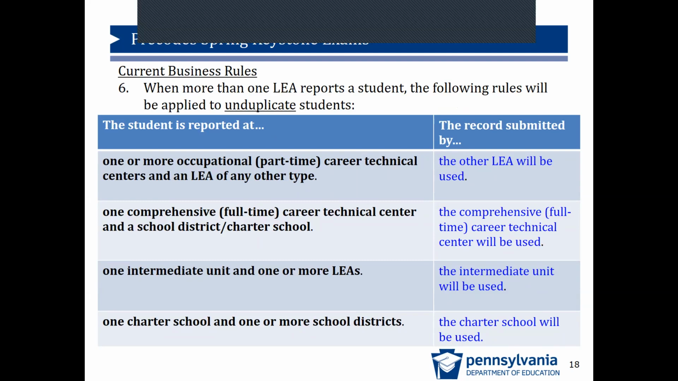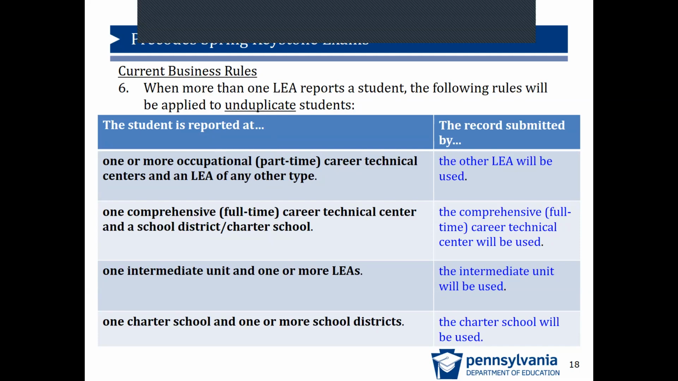When more than one LEA reports a student, the following rules will be applied to unduplicate students. These first two rules primarily address students in part-time and full-time CTCs. If a student is reported by one or more occupational part-time CTCs and an LEA of any other type, then the records submitted by the other LEA will be used, because it is the other LEA that is providing the educational services for the subjects assessed.